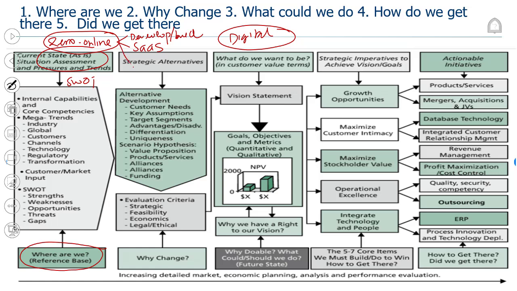The other way, maybe we can buy an ERP. Okay. The other way, maybe we can partner with somebody. So we come up with all these alternatives. So we call them those alternatives. Those are different ways we can move from where we are to where we want to be.